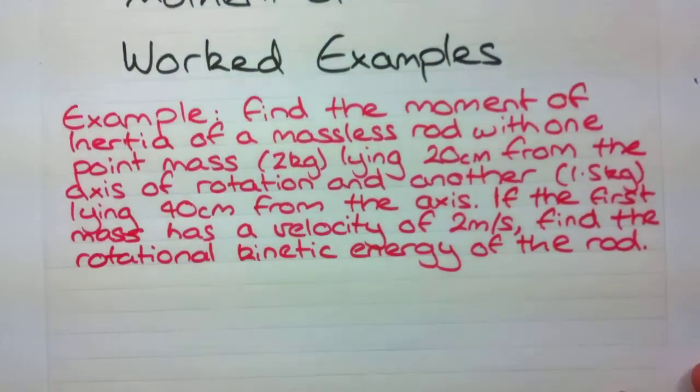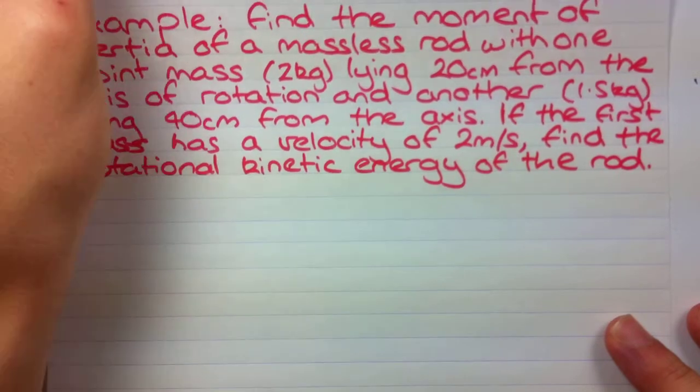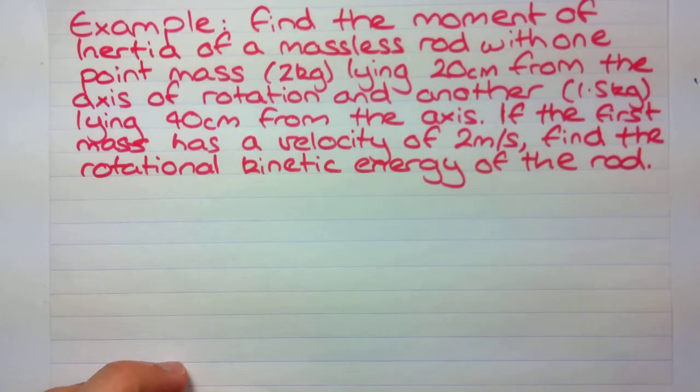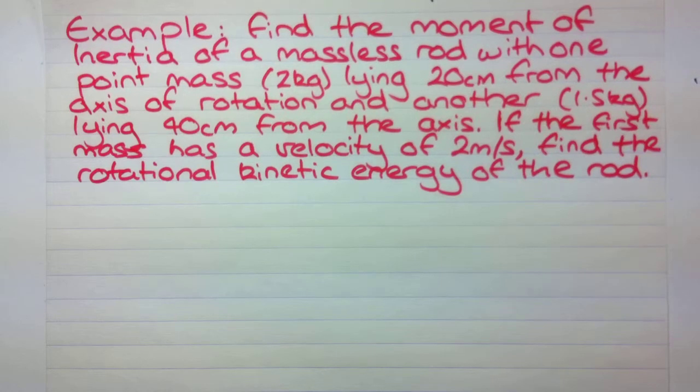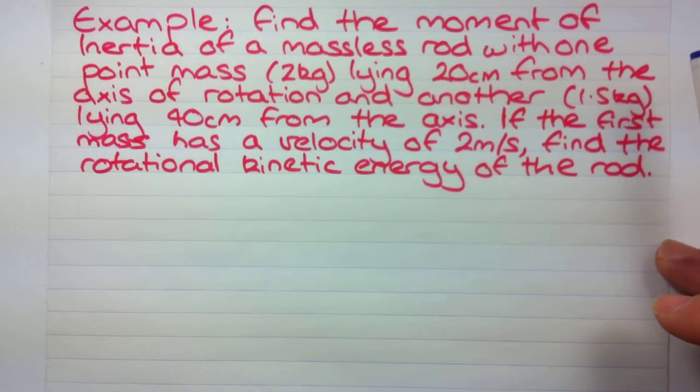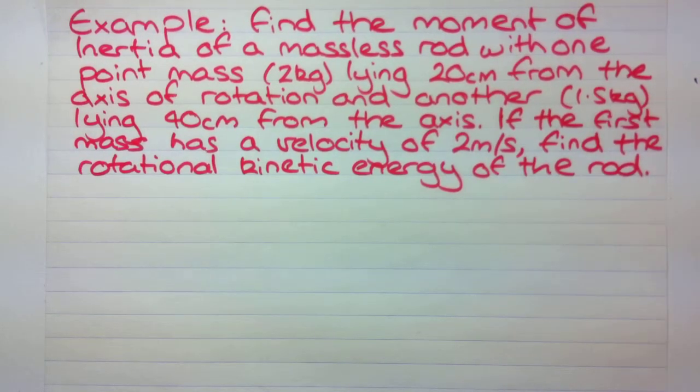Cool. So the first example says: find the moment of inertia of a massless rod with one point mass of 2 kilograms lying 20 centimeters from the axis of rotation and another of 1.5 kilograms lying 40 centimeters from the axis. If the first mass has a velocity of 2 meters per second, find the rotational kinetic energy of the rod. So effectively two questions in one, and while it's not so complicated, it does take quite a bit of work.